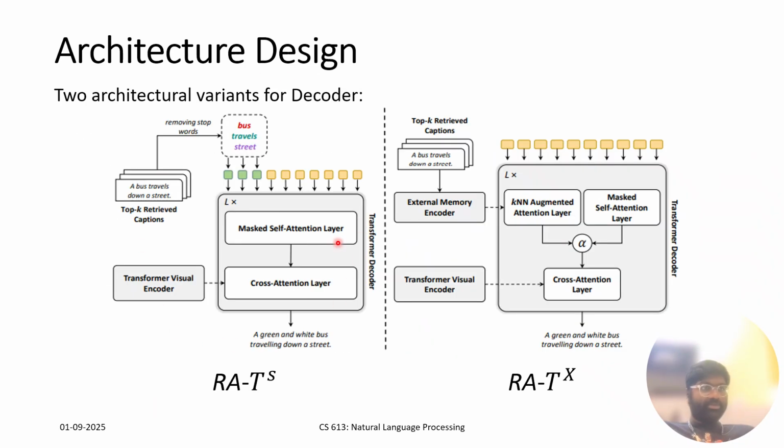There are two types of architectures proposed for this retrieval augmentation: RATS and RATX. We'll see what they are in the next slides. But RATS is basically self, and X is for cross.